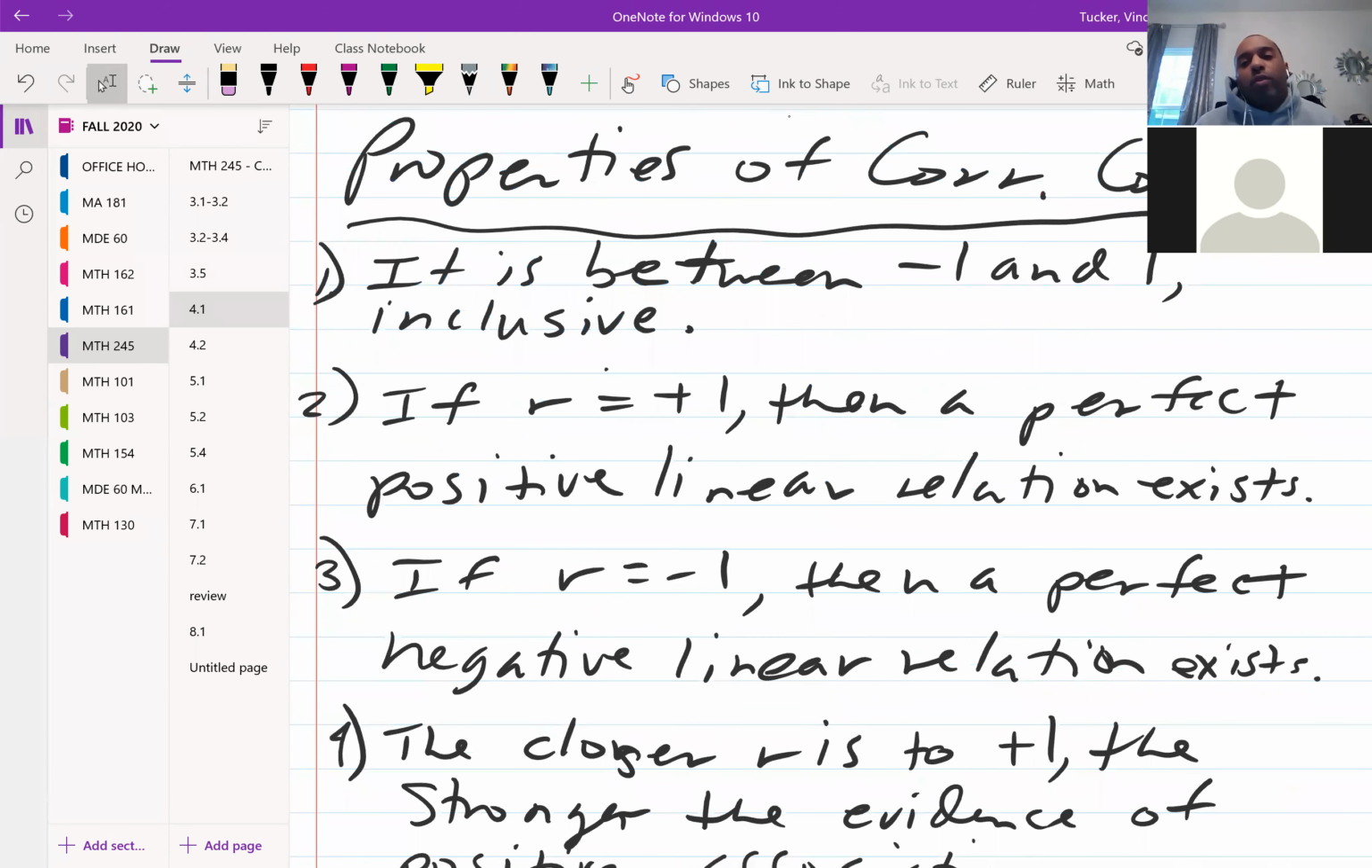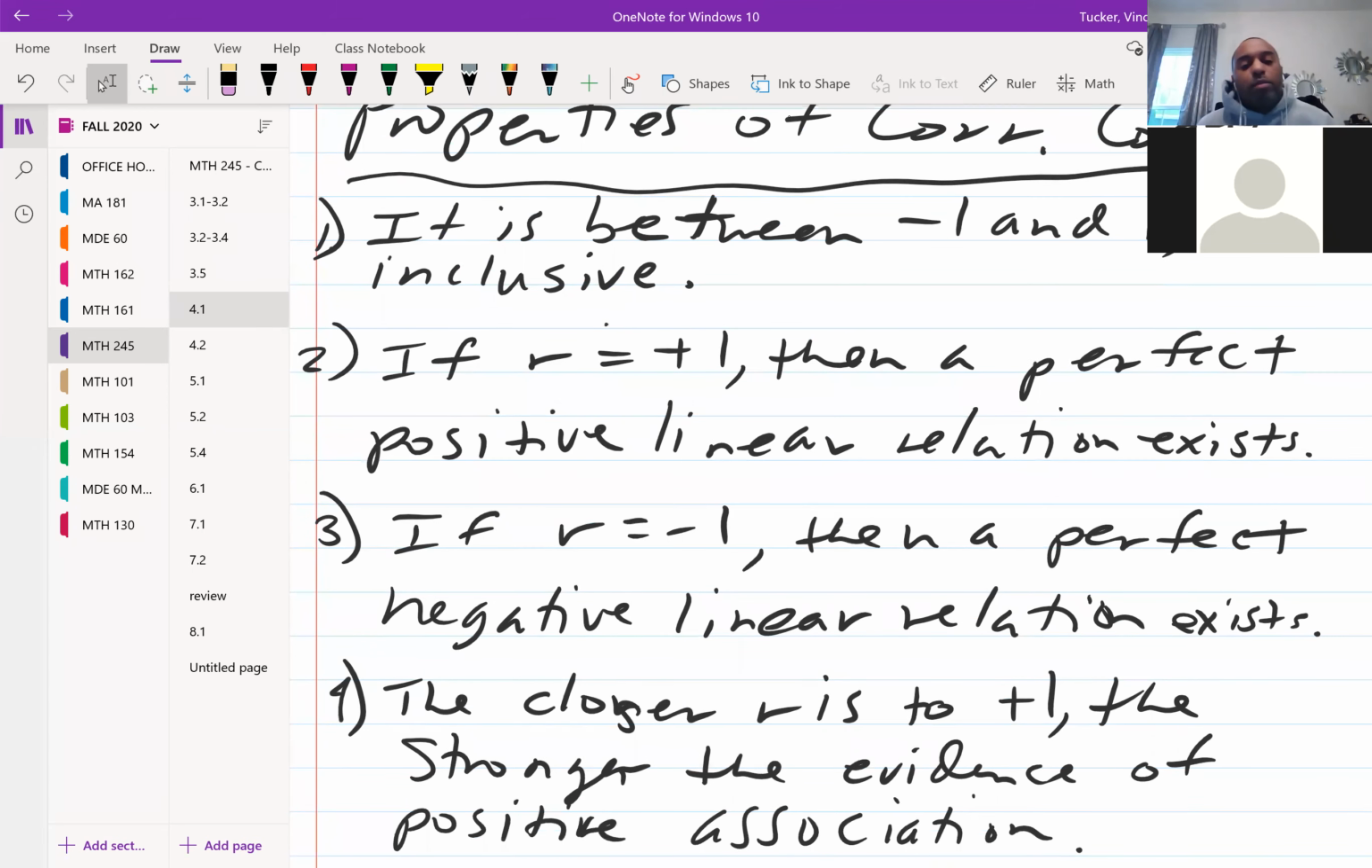Okay, properties of the correlation coefficient. First one is between -1 and 1 inclusive. If R is equal to +1, then a perfect positive linear relation exists. If R is equal to -1, then a perfect negative linear relation exists. Number 4, the closer R is to +1, the stronger the evidence of a positive association.